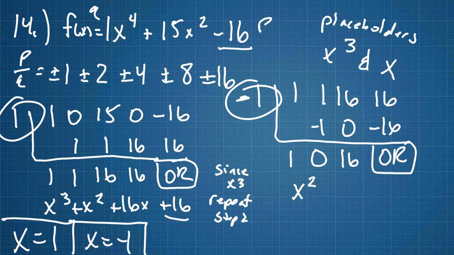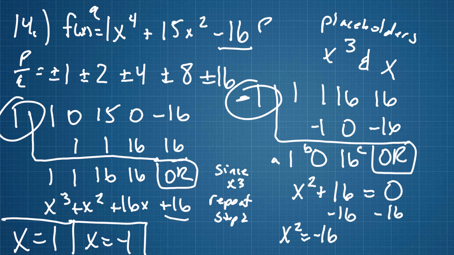X squared plus 16 is my solution. I could use the quadratic formula where this is A, this is B, and that's C. I could do that. Or, since there's only one x, I'm going to use PEMDAS backwards. So I set it equal to 0. I subtract 16s from both sides. I get x squared equals minus 16.